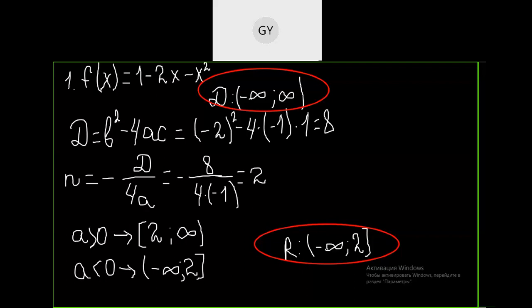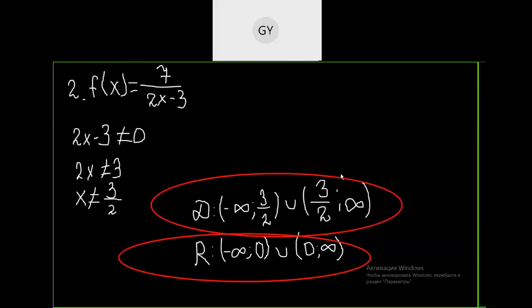Then we have to use this formula to find the range, of course. n is equal to minus D divided by 4a, which is equal to 2. And be careful in such cases. If a is greater than 0, we will get an answer like this, from 2 including 2 to positive infinity. If a is less than 0, our answer will look like this, from negative infinity to 2 including 2. And we know that our a is -1, -1 is less than 0, so it means that our answer looks like this.